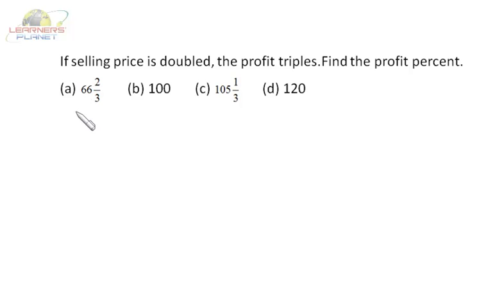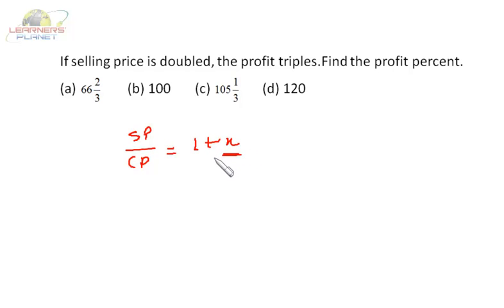Now just see this question. If selling price is double, the profit triples, find the profit percent. Friends, very simple question, even in fact we can say the game of fraction. It is SP by CP is equal to 1 plus X. That X is profit part.